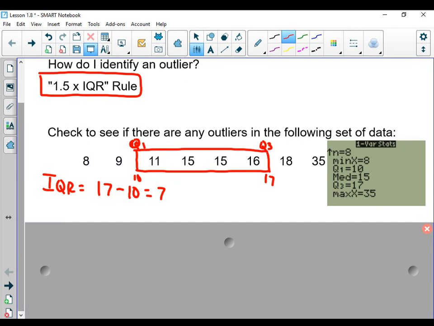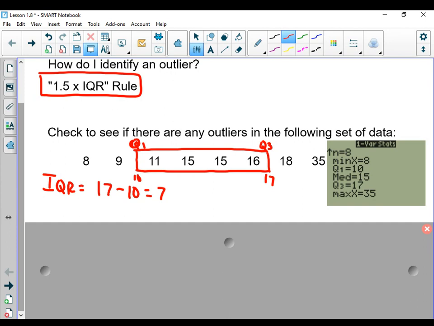So what I'm going to do is set up some parameters for myself. I'm going to try to figure out how low can I go and still be okay, not have an outlier, or how high can I go and still be okay and not have an outlier? Both those decisions are going to be based on my lowest value so far, which is Q1, and the highest value that I've looked at so far, the Q3. So let's start with the Q1.